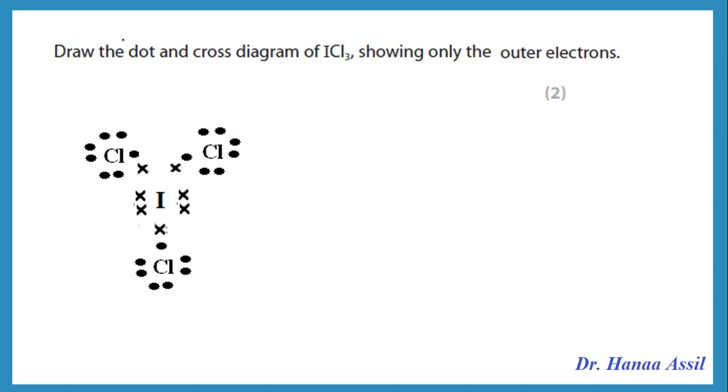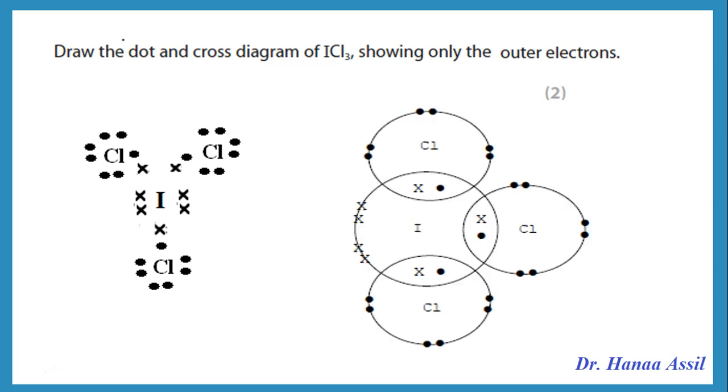It has a total of 2, 4, 6, 8, 10 electrons around it. So this is called an exception to the octet rule. Remember, the octet rule says that the atom should have a total of 8 electrons around it. So this is how you draw. Remember, when you draw the dot and cross, you can draw it without circles or you can draw it with circles.